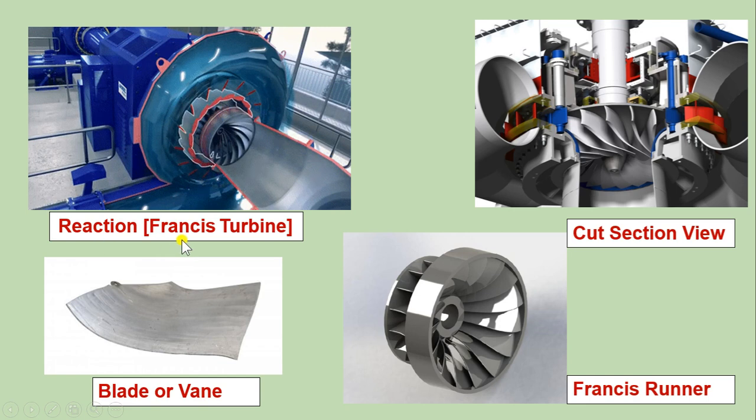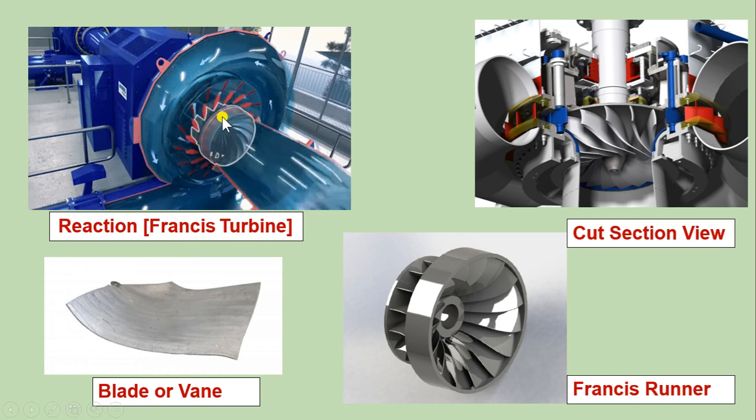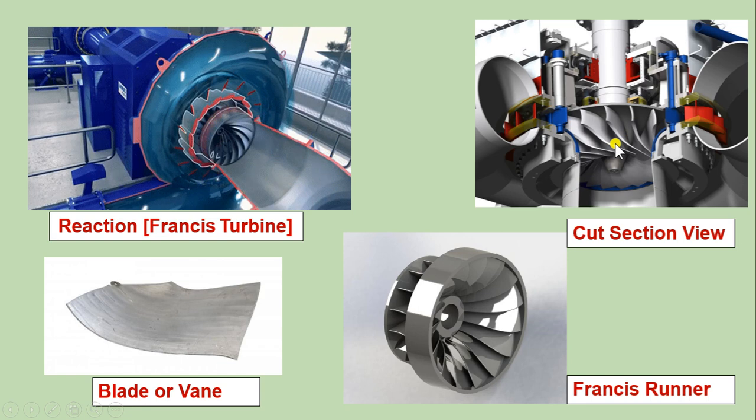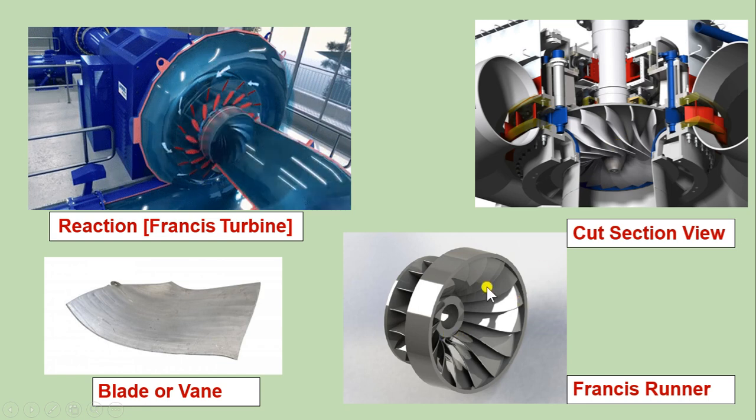In case of reaction turbine, Francis turbine, water is acting force on the blades. This is a cut section. It is called as runner or impeller. This is actual photograph which consists number of curved veins. One of the single vein is shown here.